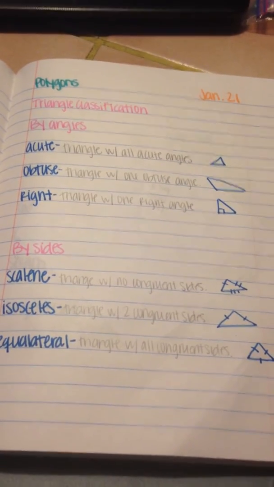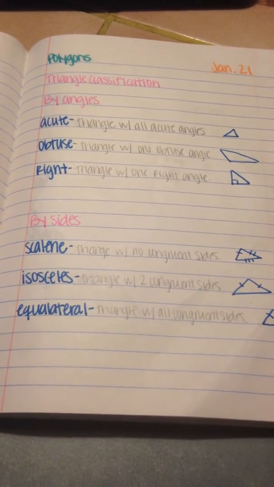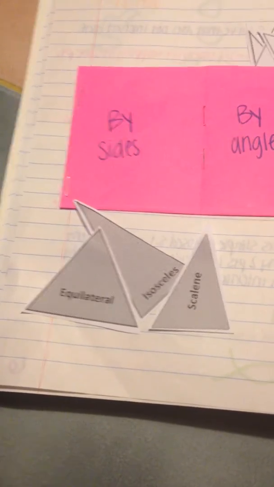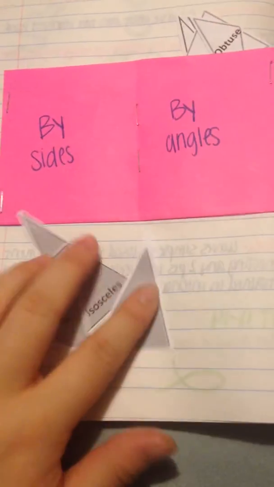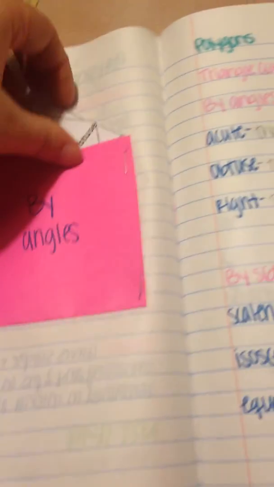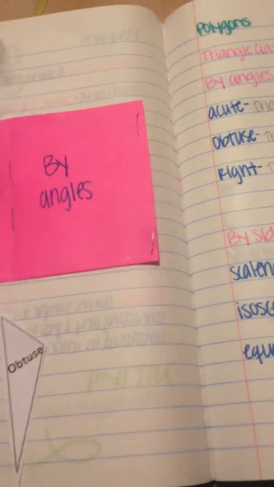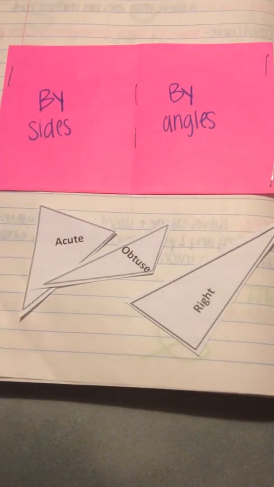Now we have triangle classification by angles and by sides. Then the pocket by sides, equilateral, isosceles, and scalene, by angles. Acute, obtuse, and right.